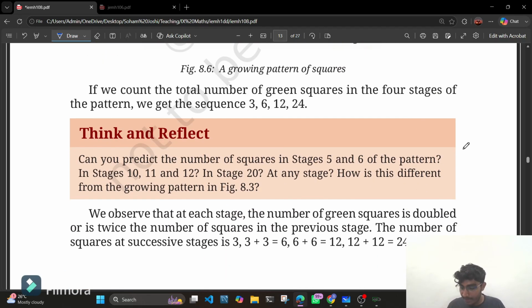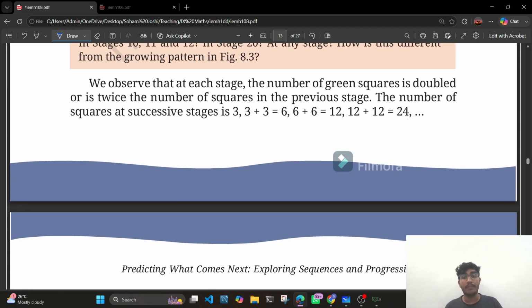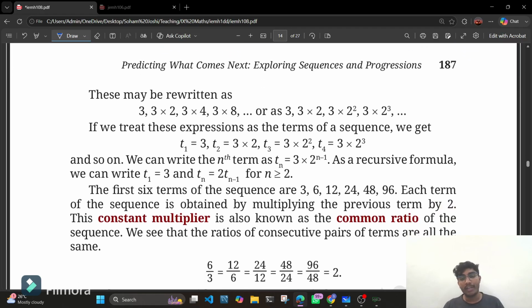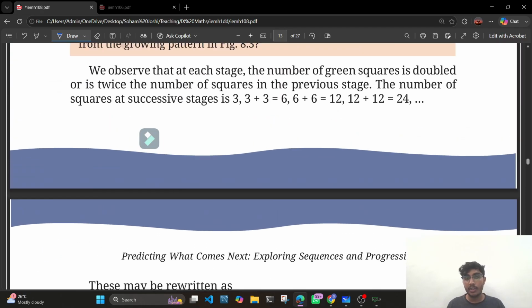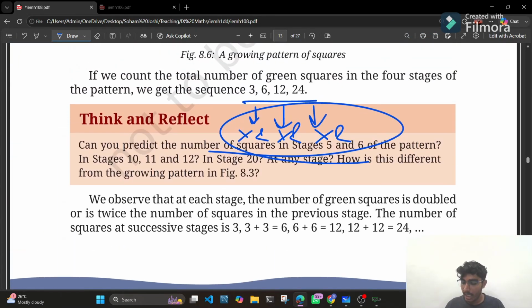So if we get 3, 6, 12, okay. If I multiply 3 with 2, I get 6. And if I multiply 6 with 2, I get 12. If I multiply 12 with 2, I get 24. So this is what a GP is. That is the geometric progression. We have a common multiplier, also known as the common ratio. Here 2 was the common multiplier or the common ratio, that is denoted by R.